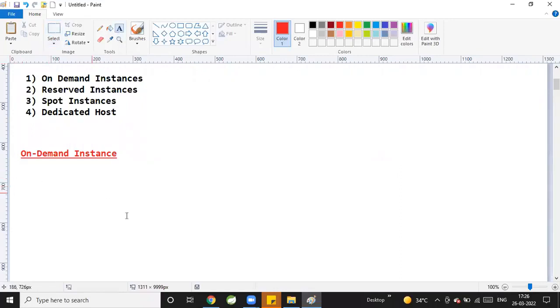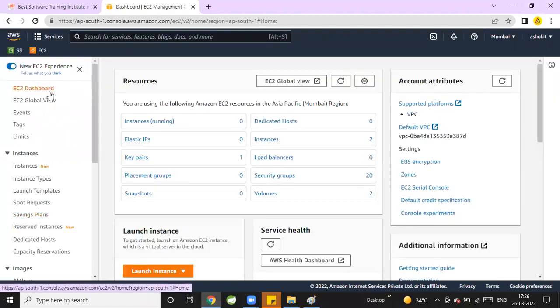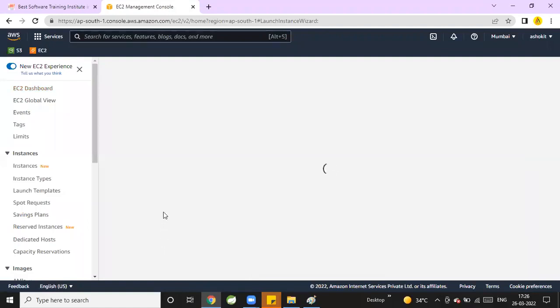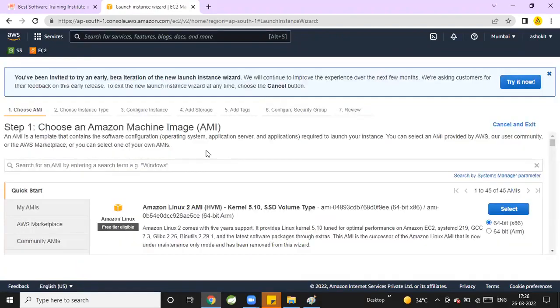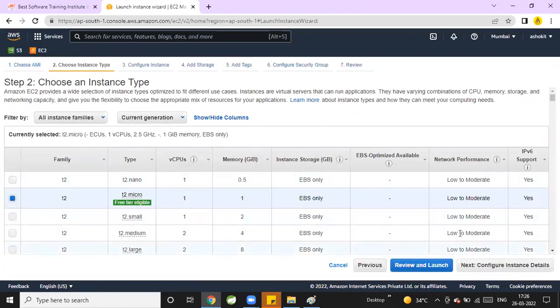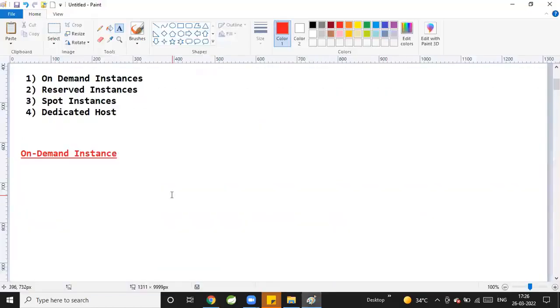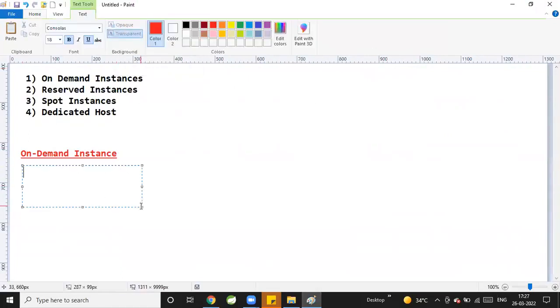Now, as of now, what type of instances are we using in AWS? On-demand instances only. We launch an instance, select the launch instance option, choose one AMI, and then select the instance type. Here we are going for on-demand instances. Whenever we want, we create the instance based on our requirement.